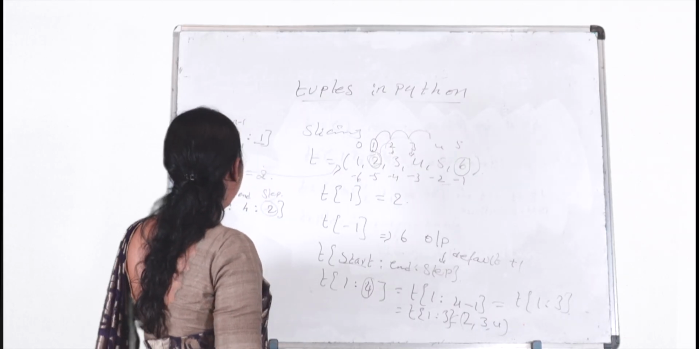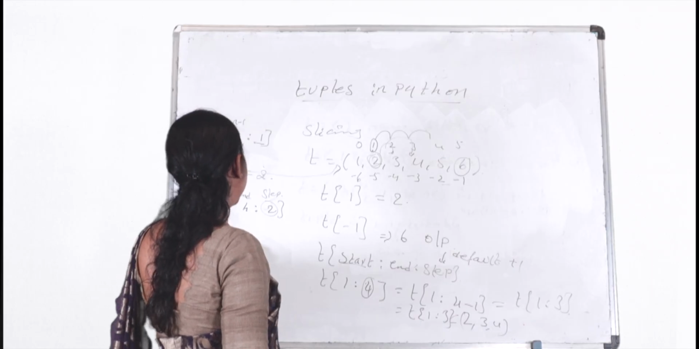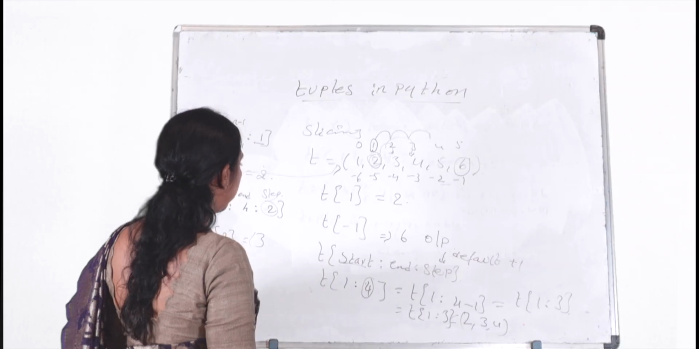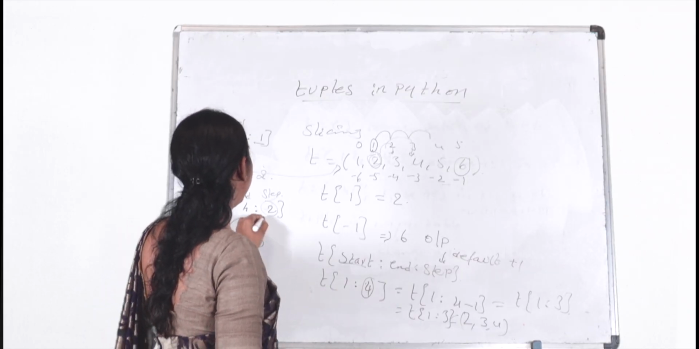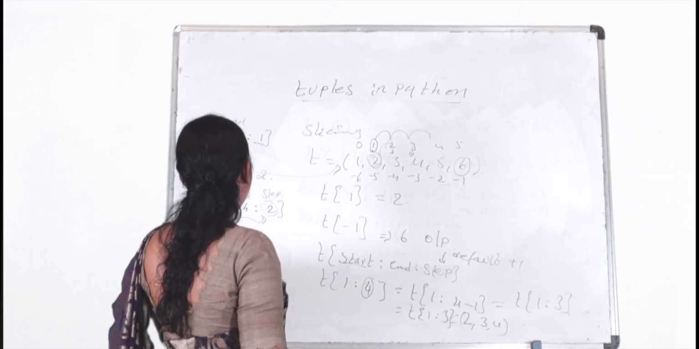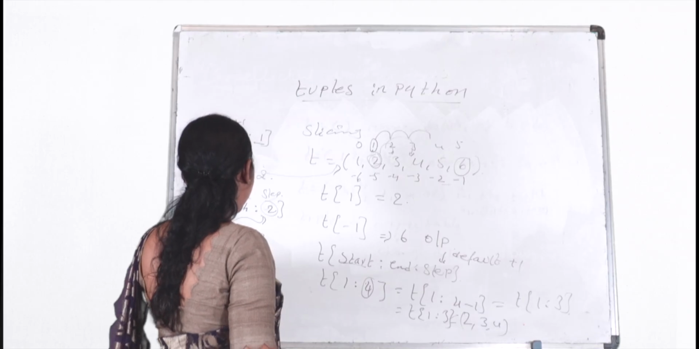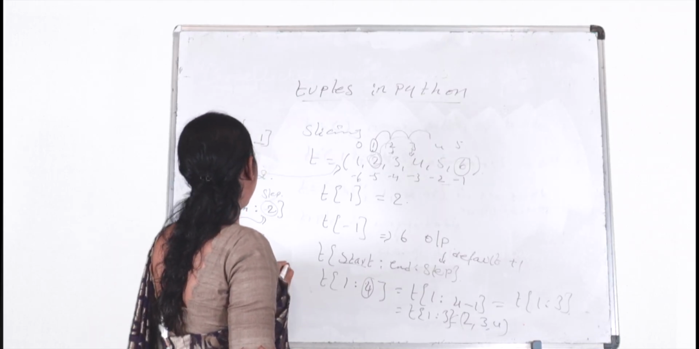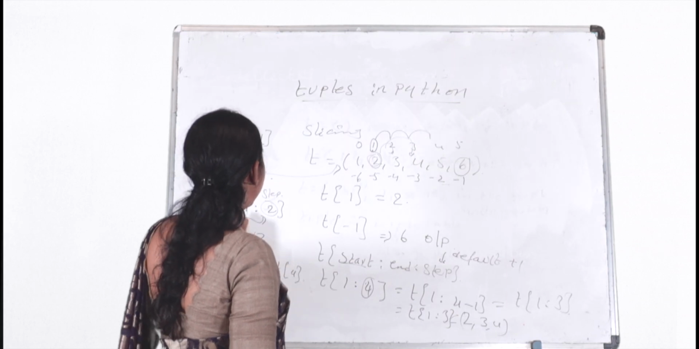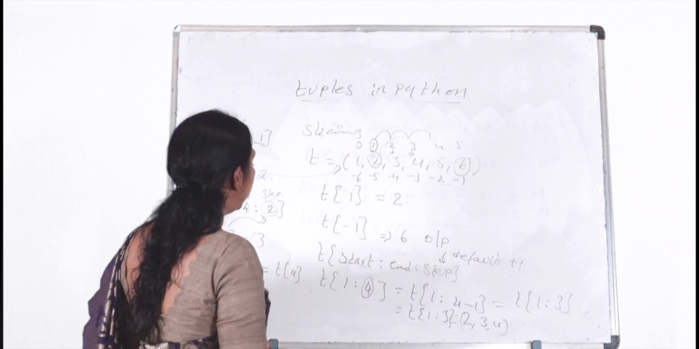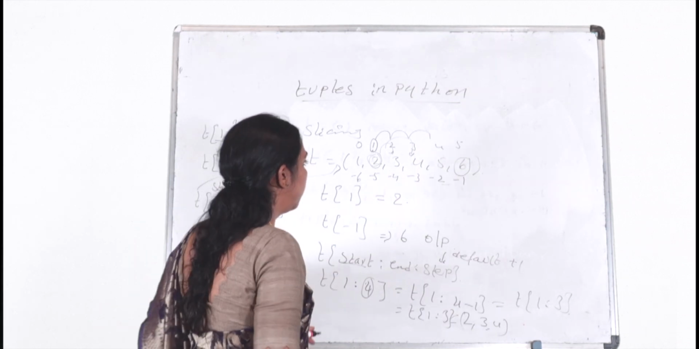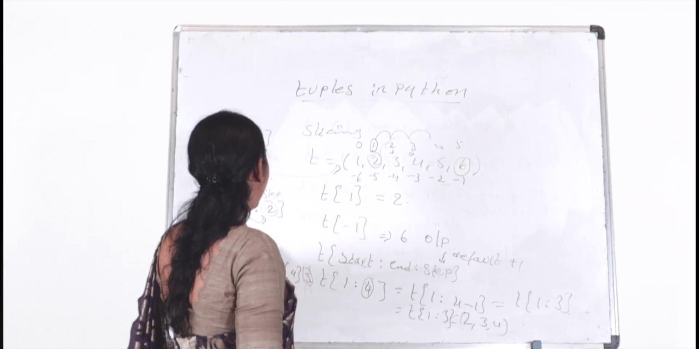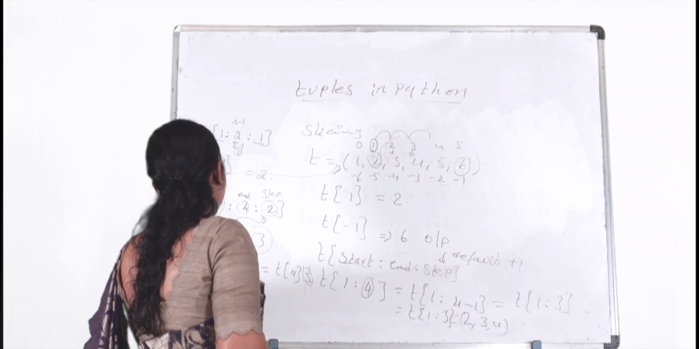So initially it will take t of 2, and t of 2 is 3, which will be represented. After printing that, it is incremented with the step, that is 2 plus 2. At index position 2, we add the step, that is 2. So we'll get t of 4. But that is out of the range, so we can't print t of 4 here. t of 4 is 5. It won't print 5.